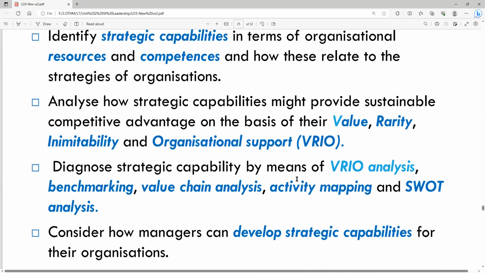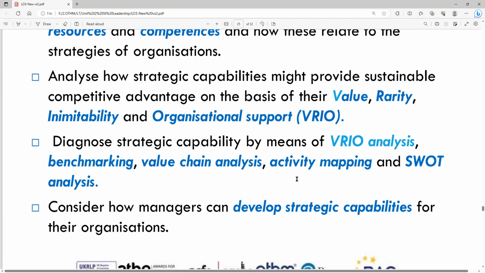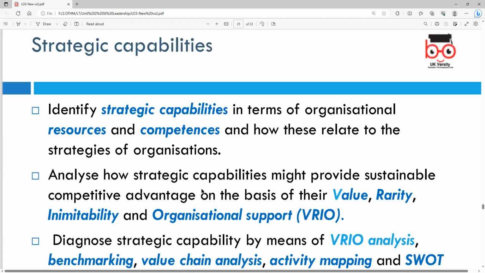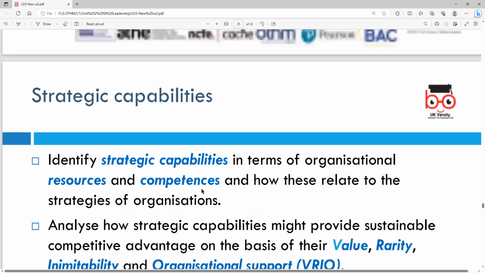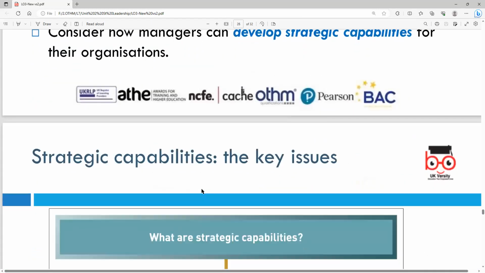You can look at the VRIO analysis in terms of benchmarking, and look at the SWOT analysis. We can look at activity mapping, or developing strategic capabilities for people like managers, and how they use their strategic capabilities for their own organization. So there are different strategic capabilities in terms of the organizations and how they can be used.